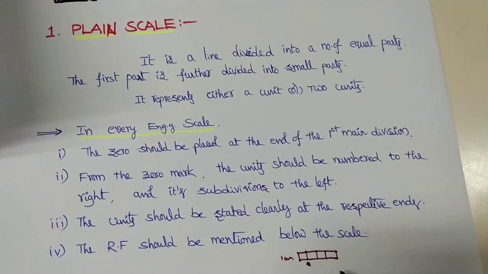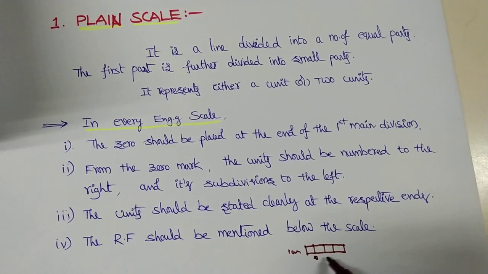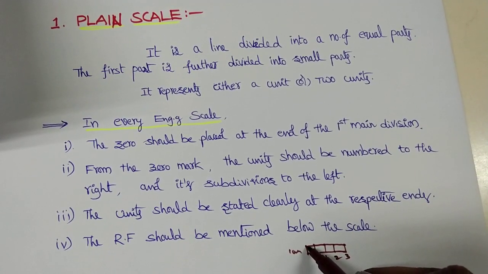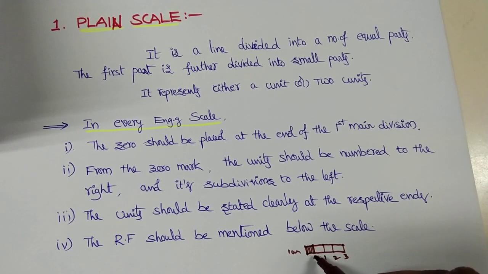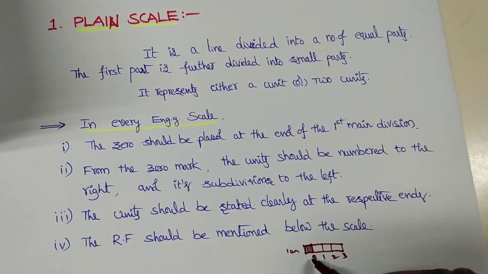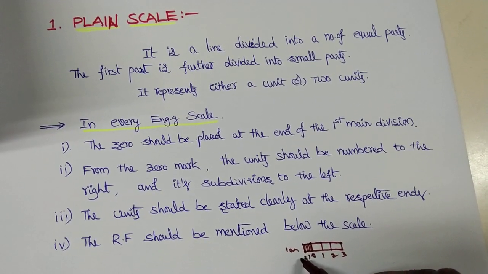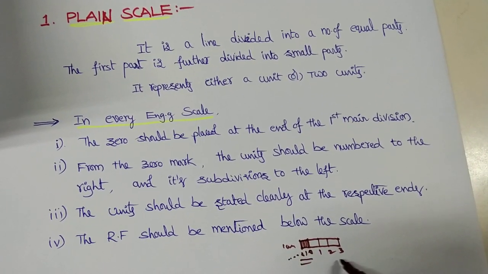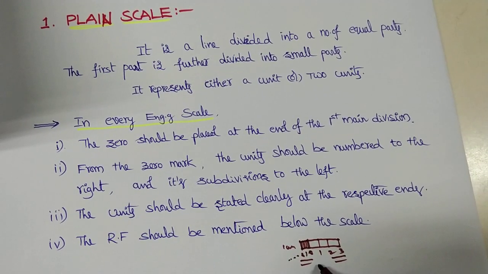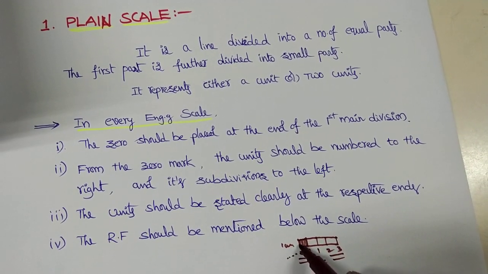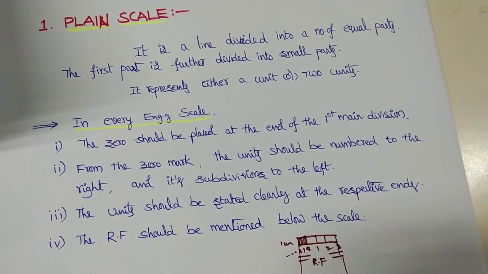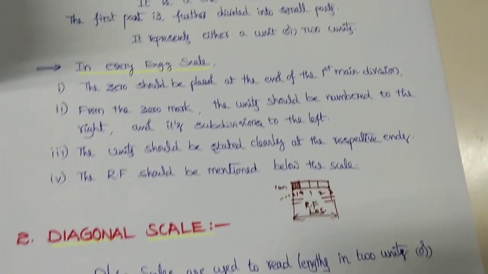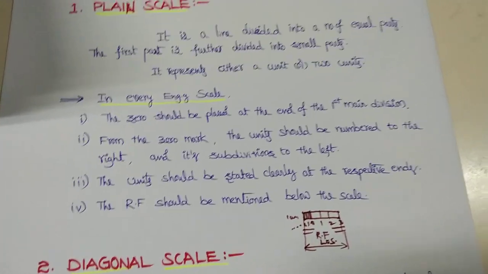Here I can write it. Then towards the right hand we can give the main division units 1, 2, 3. Next, the first main division will be divided into a number of equal parts, depending on the units. And towards the left hand we should give the numbering 0, 1, 2, 3, and so on. After that we should place the subdivision units here, the main division units here, and write the representative factor. Finally we can show the length of the scale at this particular portion. This is about a plane scale.